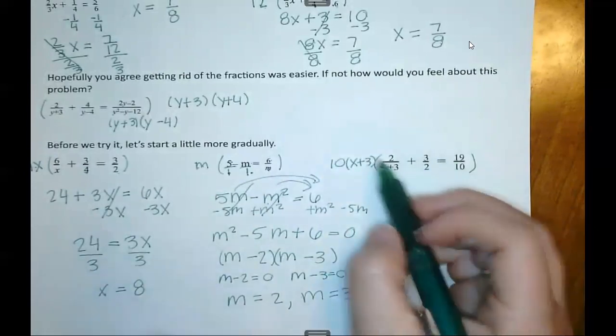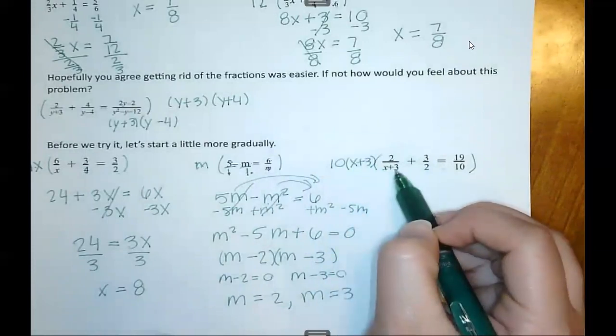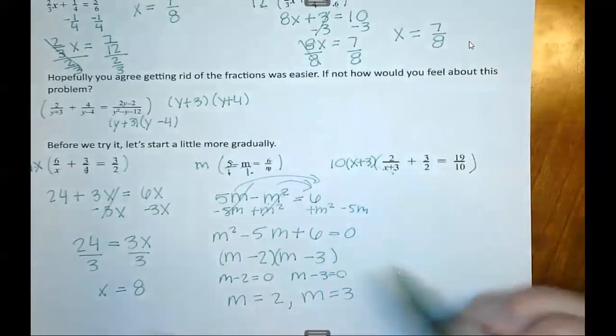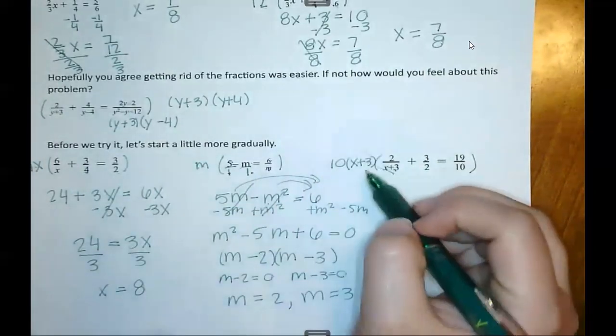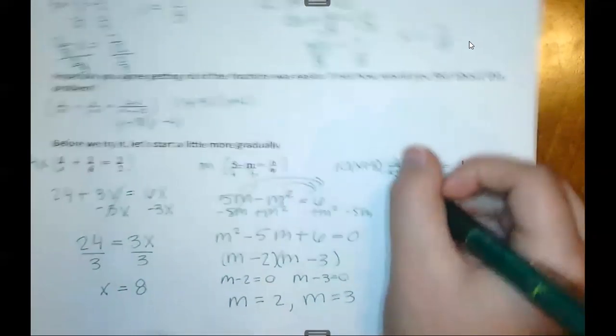All right, so we divide this by the bottom. If I divide 10 times x plus 3 by x plus 3, my x plus 3's are going to cancel out, and I'll just have 10, and then multiply it times the top. 10 times 2 is 20.